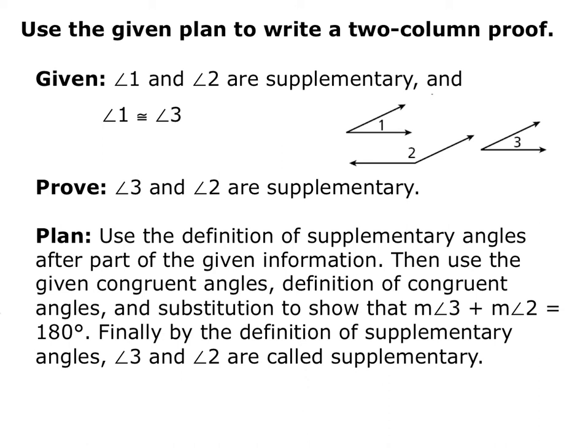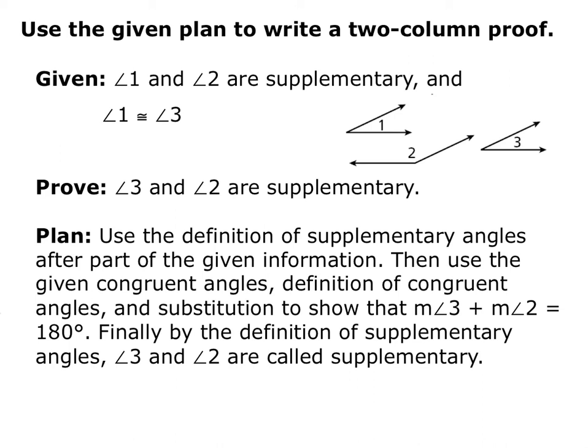Now reading the plan again, it said use the definition of supplementary angles. So line 2, after you have that given information, what does it mean if they're supplementary? On the left-hand side, you should be able to write an equation based on supplementary: measure of angle 1 plus measure of angle 2 equals 180 degrees. Reason on the right-hand side for line 2, definition of supplementary angles.